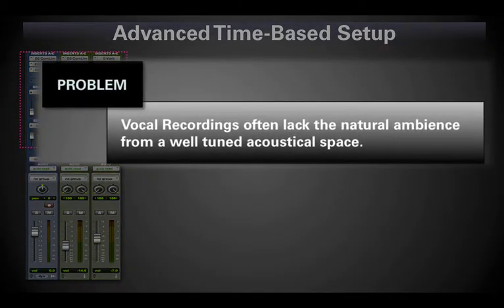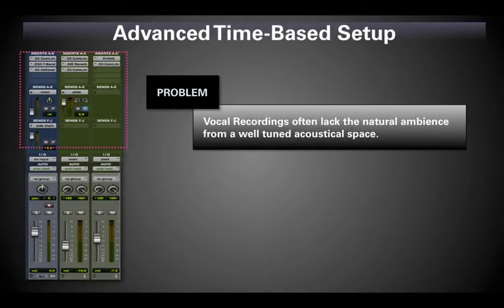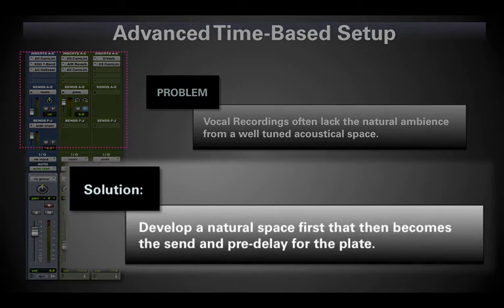So a problem that we sometimes run into when we are dealing with vocals, for instance, in a mix is that they were not recorded in an acoustically properly treated room with enough natural ambience to make it sound natural to the human ear. So we often have to try to find a solution to make this sound natural before it even gets to the actual reverb. So the solution to this problem is simply to develop first a natural space that then will become the send to the actual plate or hall.